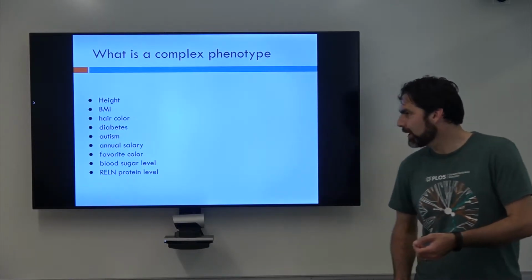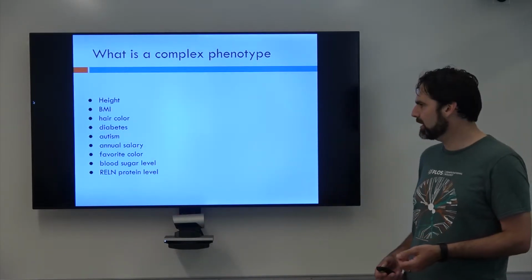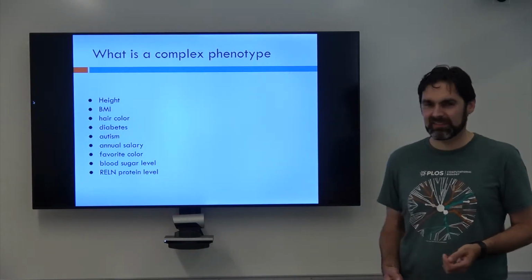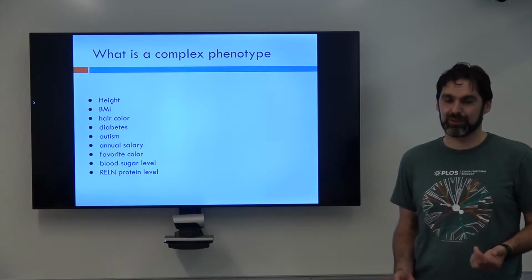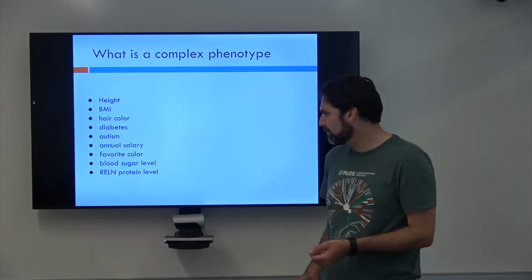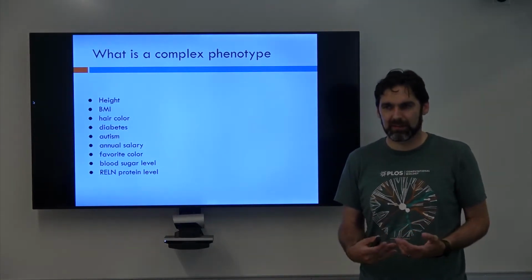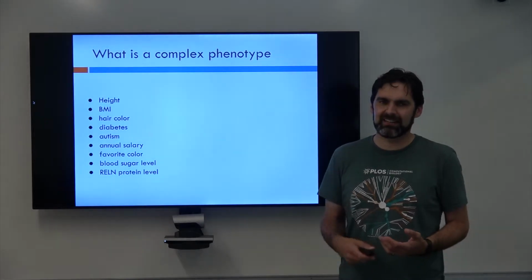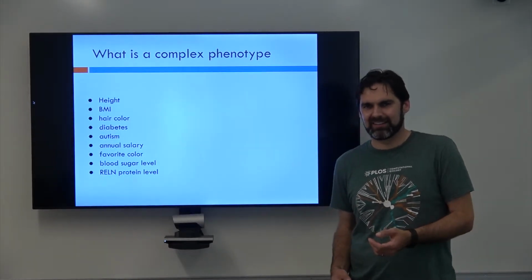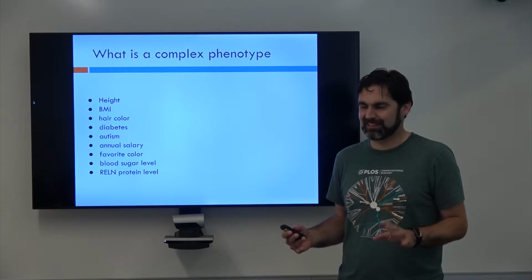Yeah. However, those are a lot of the phenotypes we think of in biology. But you can also ask, what's a person's annual salary? That also could be a phenotype if you wanted it to be. Favorite color, blood sugar levels, or a protein level within your body. All of these things can be phenotypes. Essentially anything we can measure that is the appearance of something. You guys got the idea.